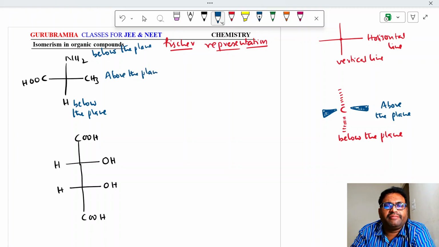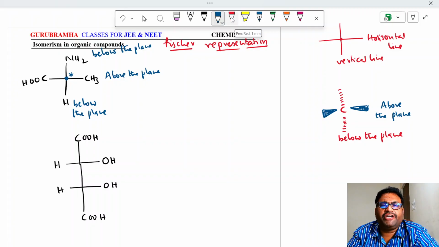Above the plane. Okay. And this carbon, wherever these two lines meet and there is one carbon, you are finding 4 different groups, so it will be chiral. It is a chiral. So if you see the priority of these groups, okay, you see priority.